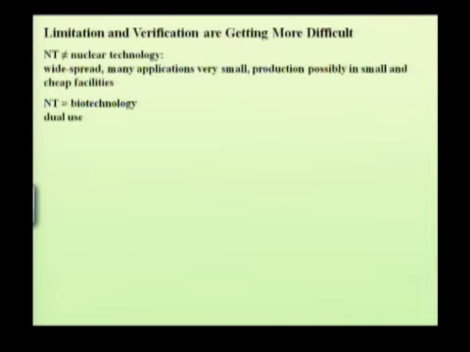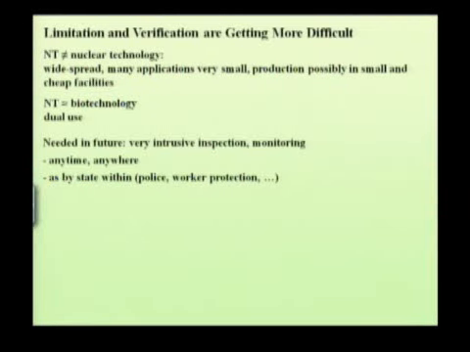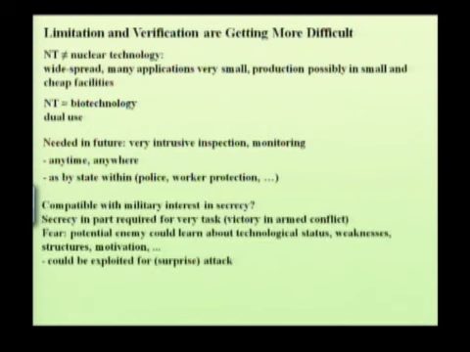Nanotechnology is quite unlike nuclear technology. It will be widespread. Many applications will be very small. It may be possible to produce nanotechnology systems in small and very cheap facilities. So in this sense, nanotechnology is about like biotechnology, and we have a big dual-use problem: civilian use quite similar to military use. So in the future, we will need very intrusive monitoring and inspection for verification. Essentially, anytime, anywhere inspections, as is legal and possible within states, for police purposes, for worker protection, whatever.